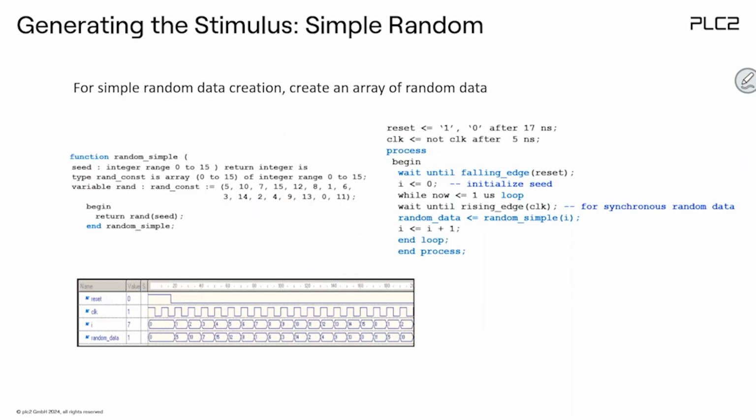Sometimes I would like to generate random data. It's also very important for me to generate random data, but there are several ways for you to do it. In this case, it's very, very simple. Therefore, it's called simple. You just define a function and you just define some random constants.